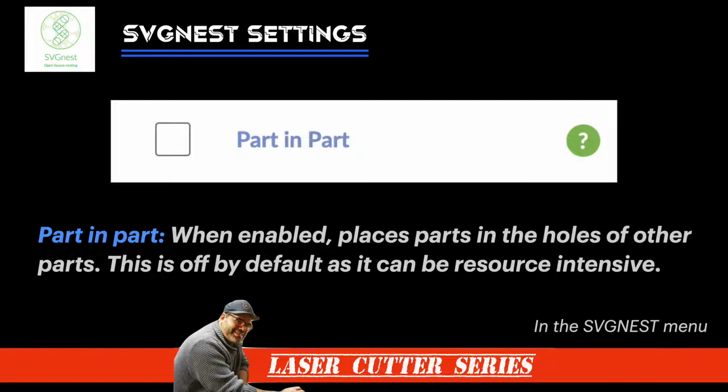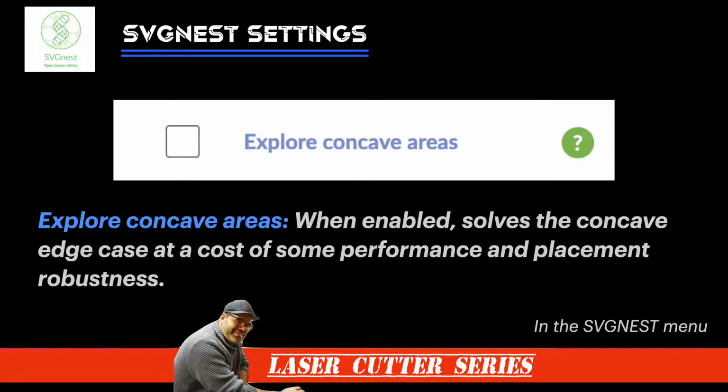And the other one is to explore concave areas. And when that's enabled, it solves the concave edge case at a cost of performance and placement. So again, what does that mean? It means that if you've got a concave edge, it's trying to work out the best orientation for that piece. But if you'd like to explore nesting further, these commands allow you to save these settings and then get back to the job at hand.